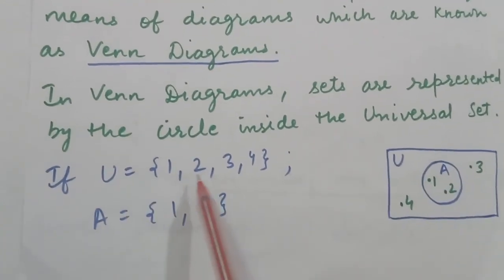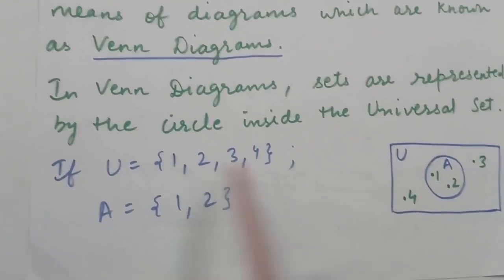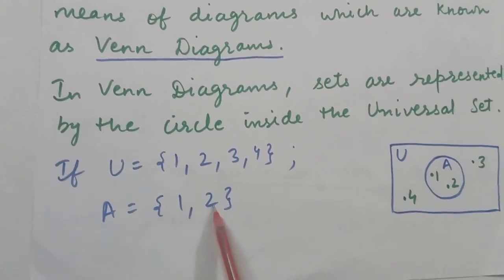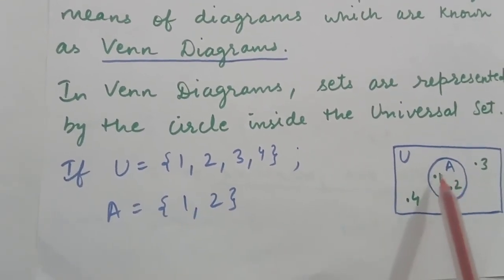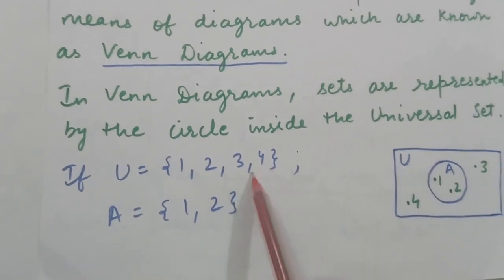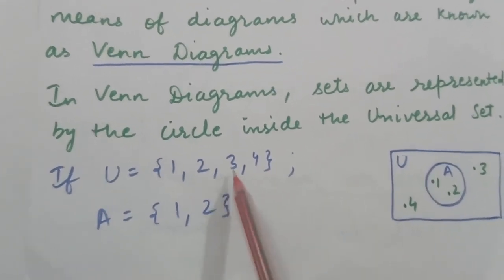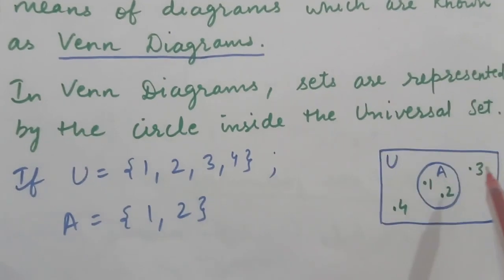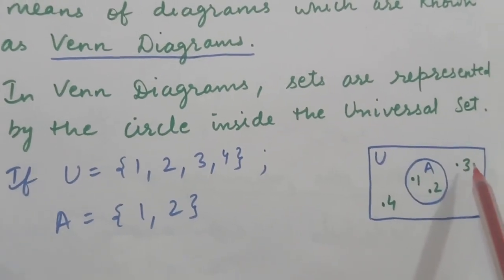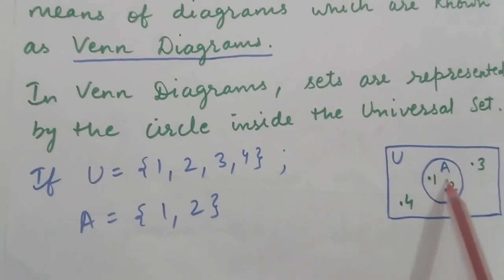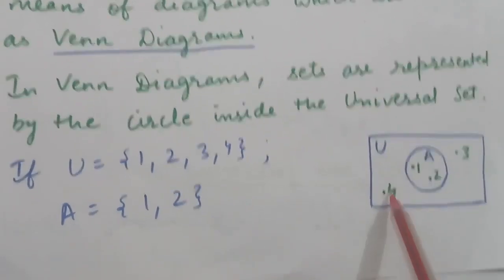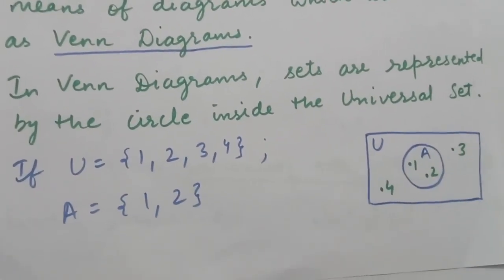If U is the set {1, 2, 3, 4} and the set A is {1, 2}, list the elements of A inside the circle, right? And the remaining elements of the universal set, which are 3 and 4, which are not in A, show them outside the circle, that is, outside the set A but in the universal set, right?